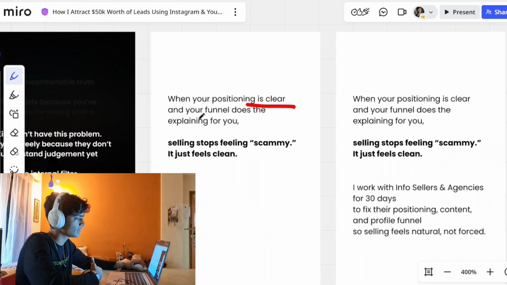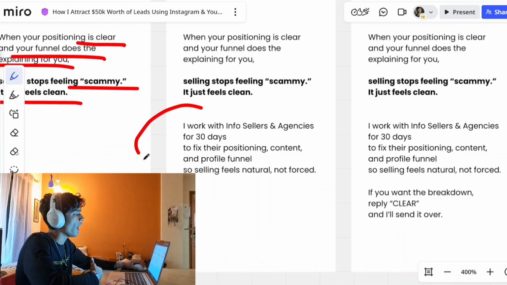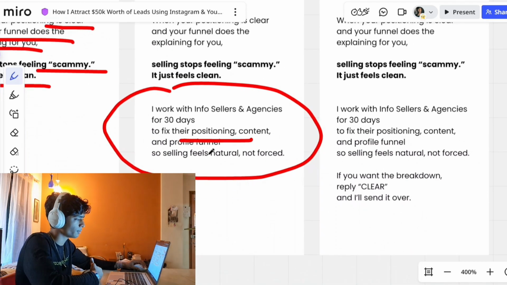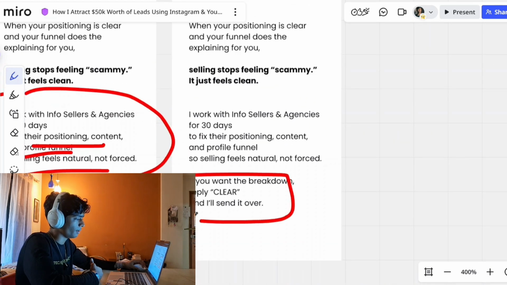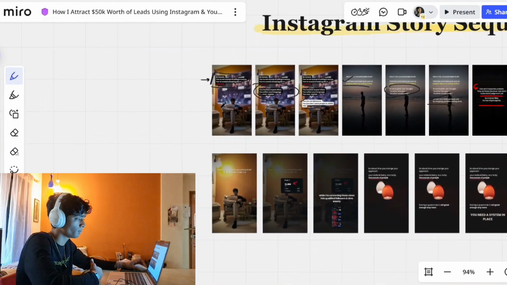When your positioning is clear and your funnel does the explaining for you, selling stops feeling scammy, it just feels clean. I work with info sellers and agencies for 30 days to fix the positioning, content, and the funnel, blah, blah, blah. If you want the breakdown, reply clear and I'll send it over. Boom. Simple CTA sequence that you put out on a Monday.